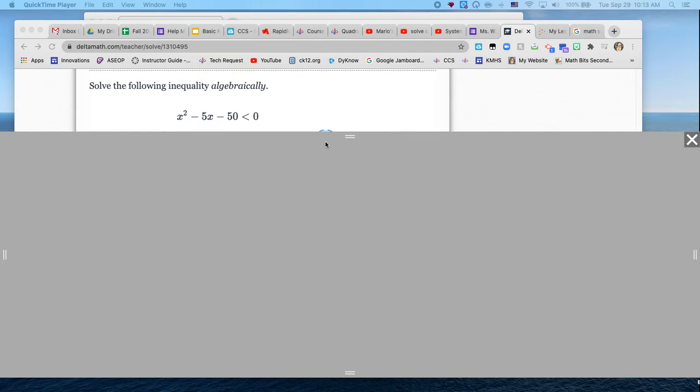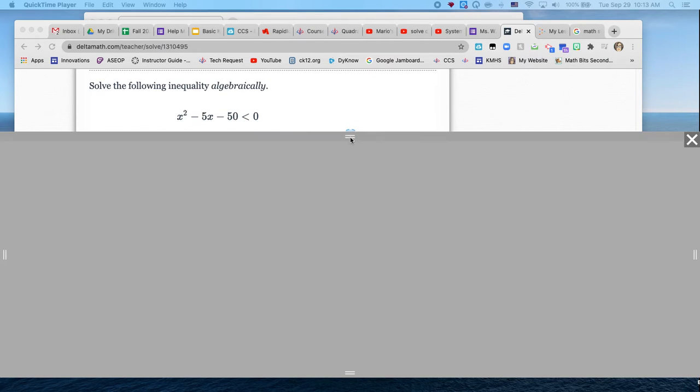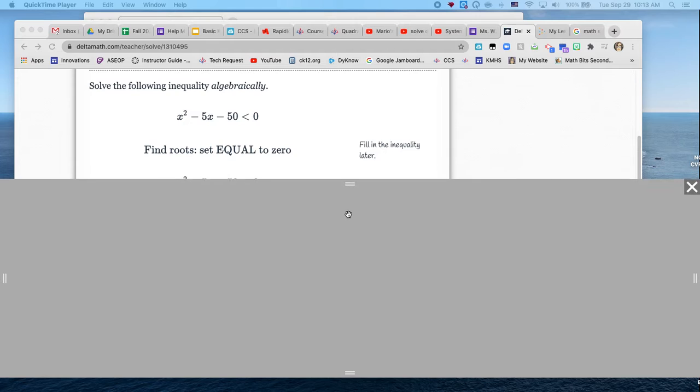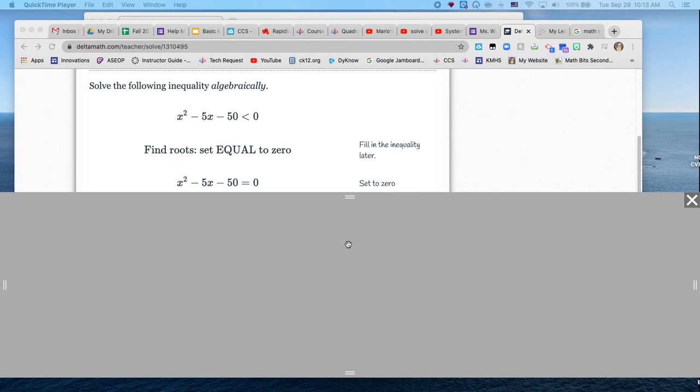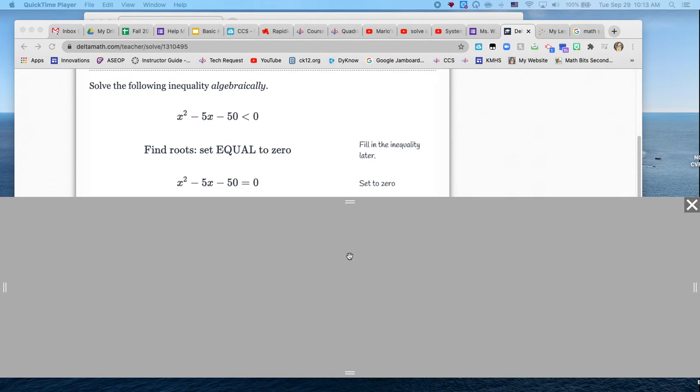Talk about solving inequalities algebraically. So we have our first example here. We have x squared minus 5x minus 50 is less than 0. To begin solving this, you set it equal to 0. So you're going to find your roots, or your zeros, or your x-intercepts, or your solutions.